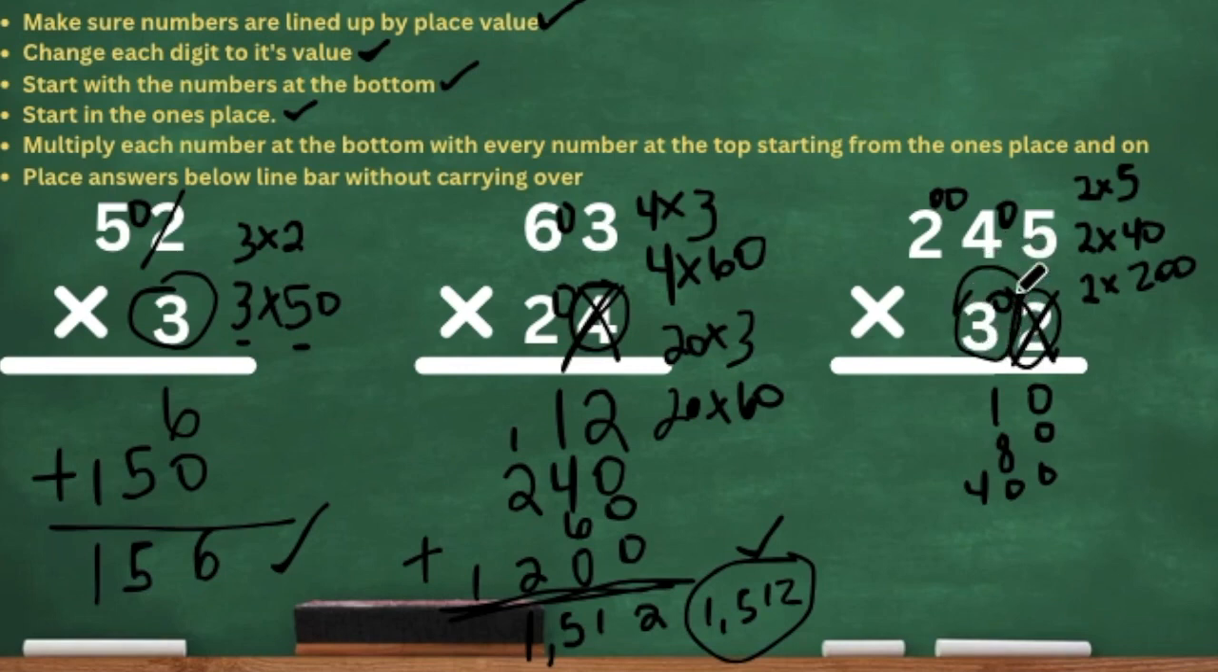Now we're moving on to the 30. Not the 3, but the 30, because that's really a 30. Now I'm going to multiply that by every digit at the top.